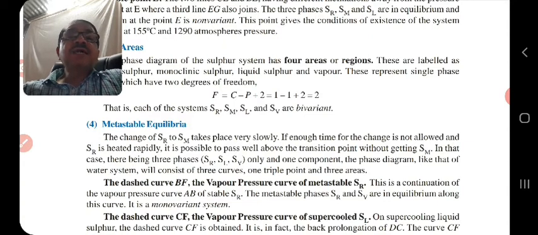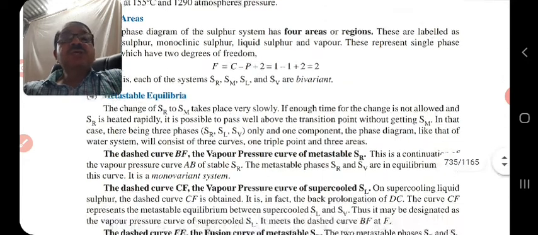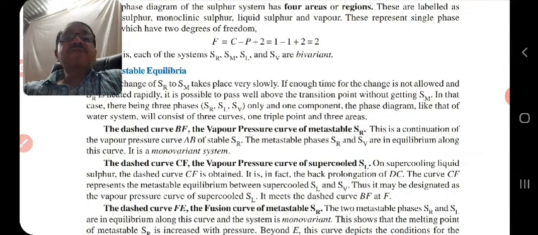The dashed curve BF is the vapor pressure curve of metastable SR. This is a continuation of the vapor pressure curve AB of stable SR. The metastable phases SR and SV are in equilibrium along this curve, so it is a monovariant system. The dashed curve CF is the vapor pressure curve of supercooled SL. On supercooling liquid sulfur, the dashed curve CF is obtained. It is in fact the back prolongation of DC.